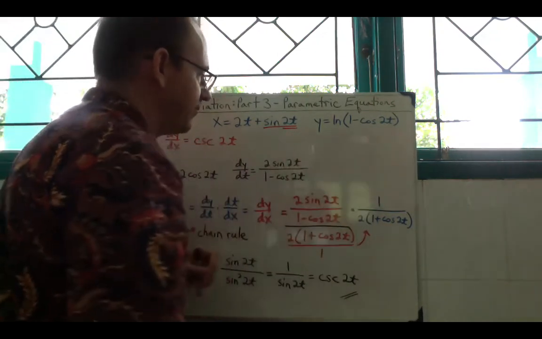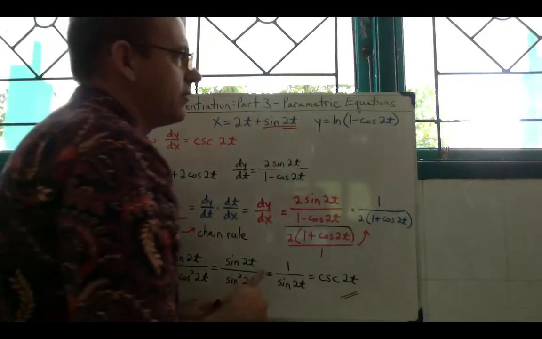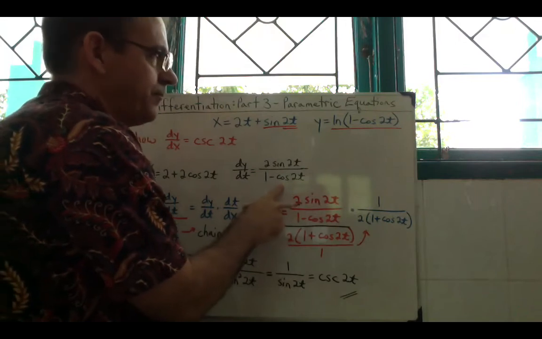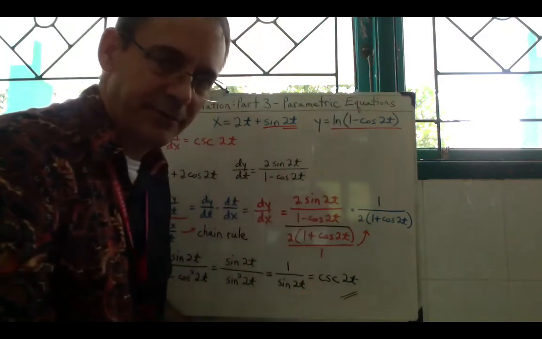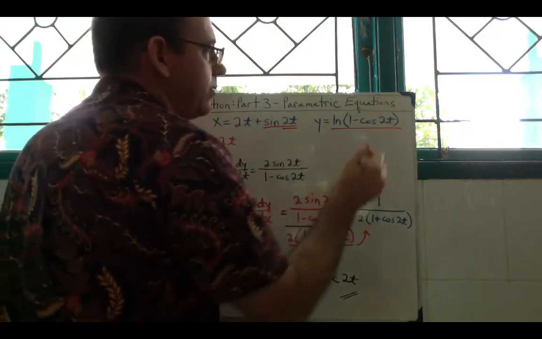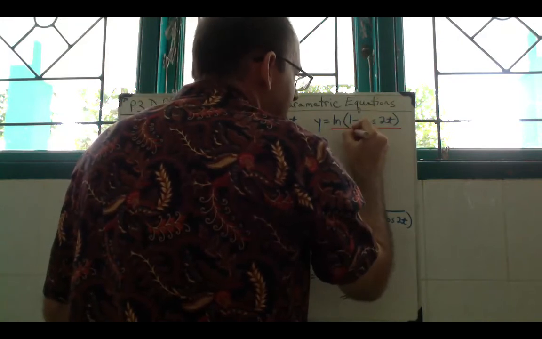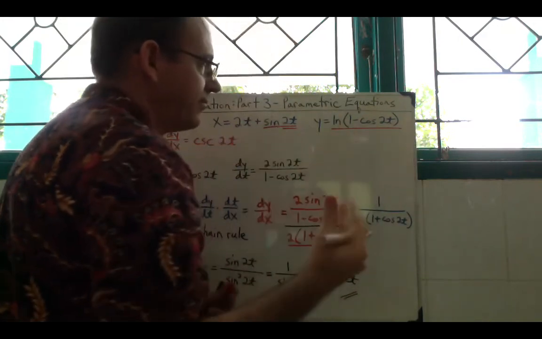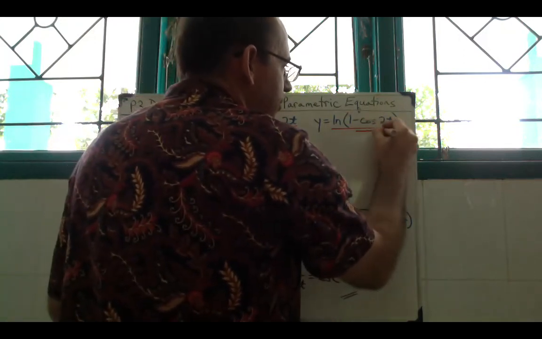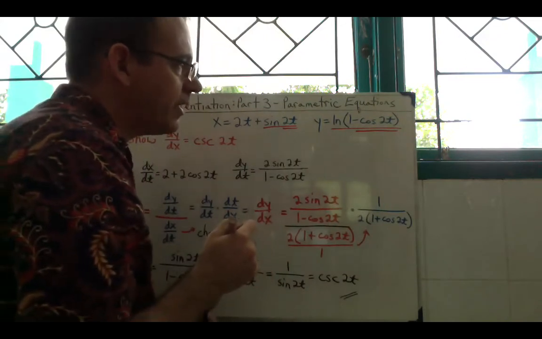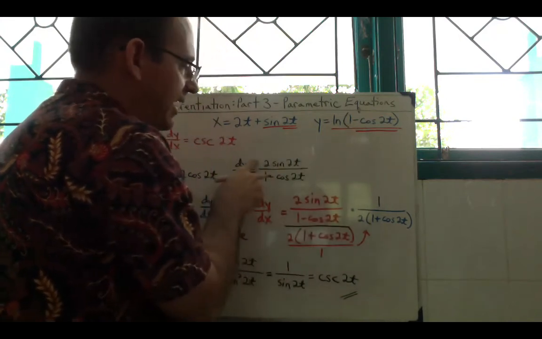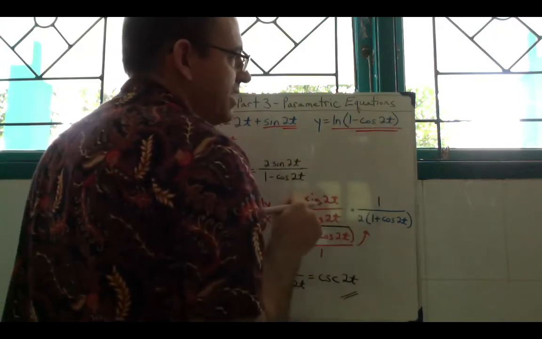Then we have the derivative of y, and the derivative of ln is 1 over the argument. The derivative of ln x is 1 over x, so 1 over the argument. Then we have to do the derivative of the argument. The derivative of 1, a constant, is 0. Now we have to do the derivative of the trig function. The derivative of cosine is a negative sine, so the two negatives cancel. Again, it doesn't change the argument.